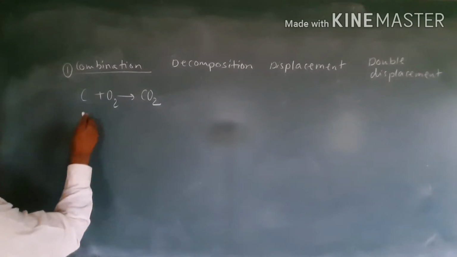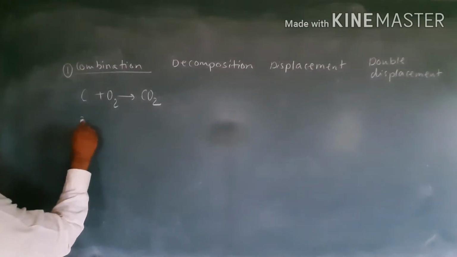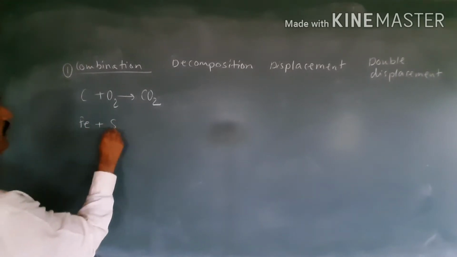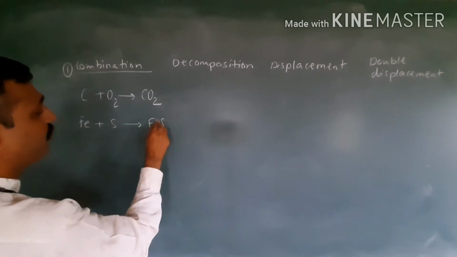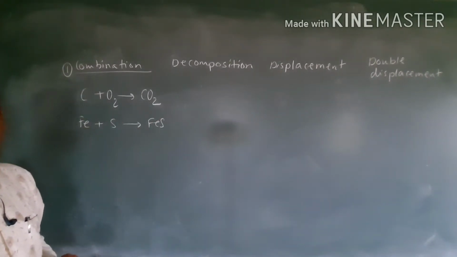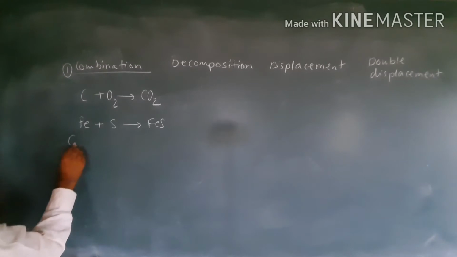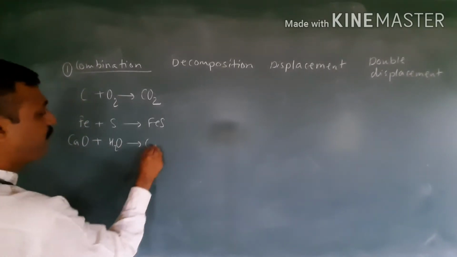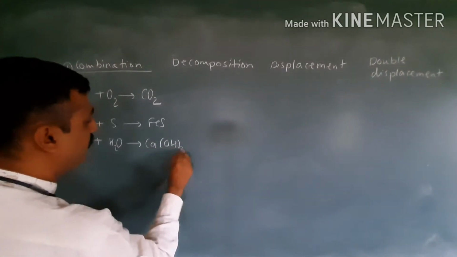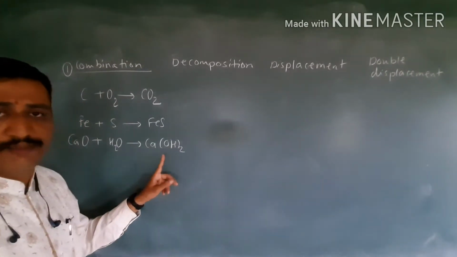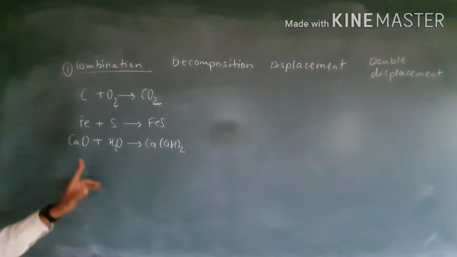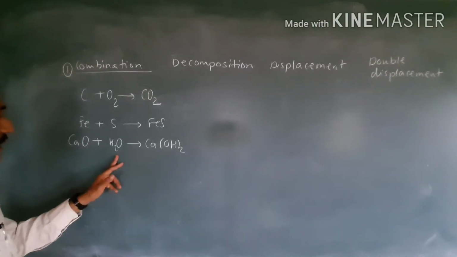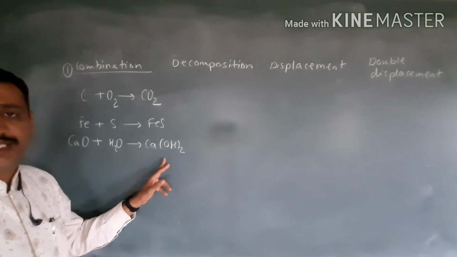Another example is Fe plus S, which forms FeS. So this is an example of a combination reaction. One more example, slaking of lime. Lime reacts with water and there is a formation of slaked lime, also known as lime water or calcium hydroxide. So here also we see two substances react together and only one product is obtained.